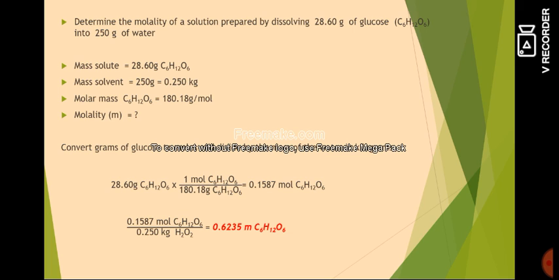Let's determine the molality of a solution prepared by dissolving 28.6 grams of glucose in 250 grams of water. We have the mass of solute, that is 28.6 grams, and we have the mass of solvent, that is 250 grams, which is equal to 0.25 kilogram when expressed in kilograms. And the molar mass of glucose is 180.18 grams per mole. So we need to find out the molality. For that, we have to convert the grams of glucose to moles and divide by the mass of the water in kilograms. In that way, it gives 0.6235 molal glucose. So, when 28.6 grams of glucose is dissolved in 250 grams of water, it gives a 0.6235 molal glucose solution.